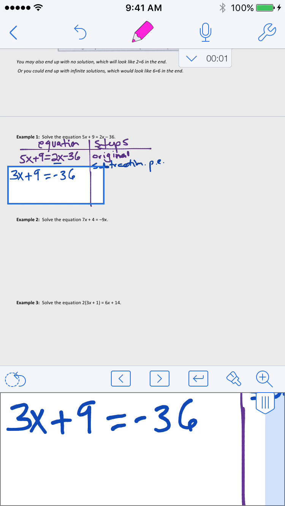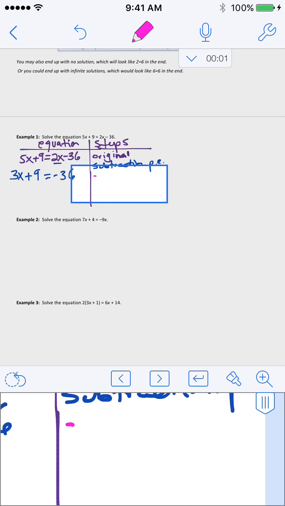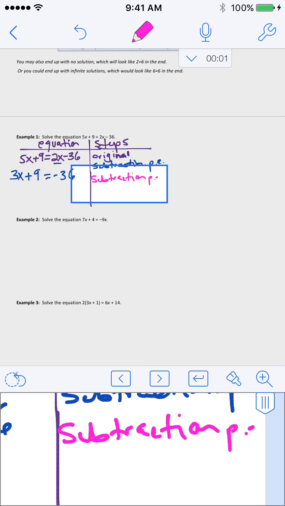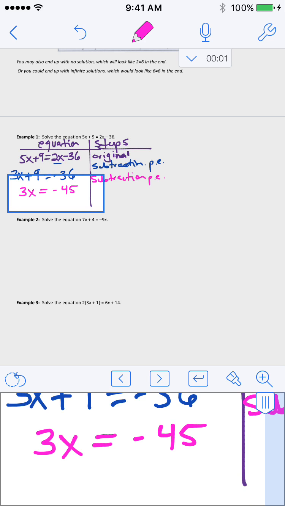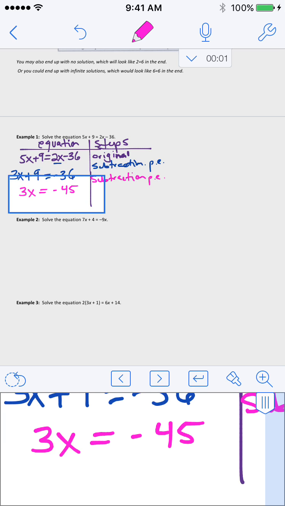Alrighty, next step, I want to get the x by itself, right? And I'm going to start as far away as I can. So I'm going to use the subtraction property of equality again to get rid of that 9. I'm going to subtract 9 from this side, which just leaves me my 3x. If I subtract 9 from the other side, I end up with, I believe, negative 45. Yep, negative 45. Just wanted to double check. Alright, that was the subtraction property of equality.